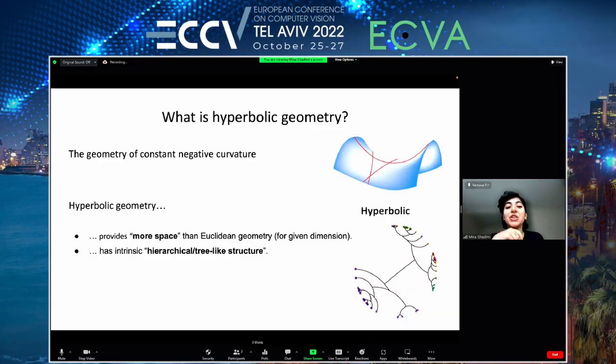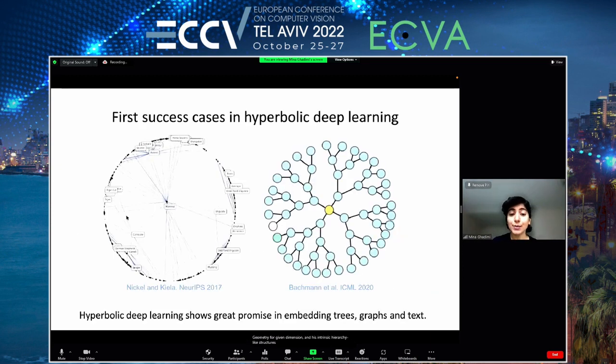Let's have a conclusion. What is hyperbolic geometry? It's the geometry of constant negative curvature, a geometry that provides more space than Euclidean geometry for a given dimension and has intrinsic hierarchical tree-like structures. Given these properties, the first success cases of hyperbolic deep learning were in embedding trees, graphs, and text, where hyperbolic deep learning showed great promise.